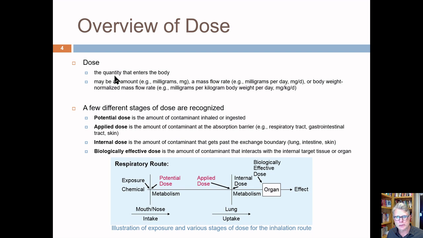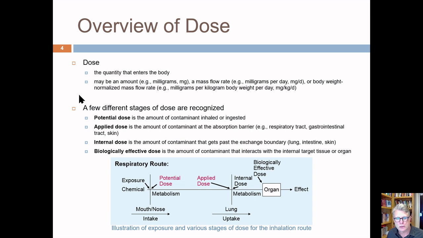Typically, it's defined as a quantity of some stressor that enters the body, although it could even be a quantity that's on the skin of the body in the case of a dermal irritant. Dose may be an amount, like milligrams. It could be a mass flow rate, like milligrams per day into the body, or it could be a body weight normalized mass flow rate, like milligrams per kilogram body weight per day, sometimes referred to as mgs per kigs per day. So that's what dose is, generally speaking.